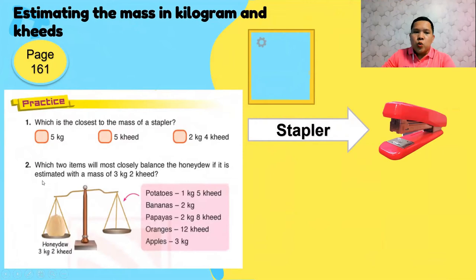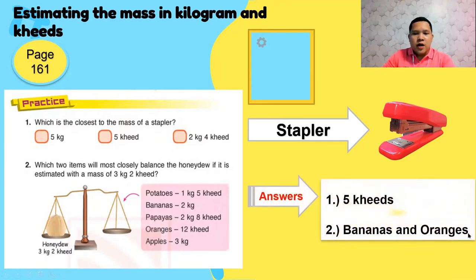How about number two? Which two items will most closely balance the honeydew if it is estimated with a mass of 2 kilogram and 2 kids? So this is a honeydew, class. It's not straight. It's not balanced. How to balance it? Like using these fruits here, what are the fruits that you are going to put in this part here that will balance the weight or mass of the honeydew? Let's try to see. All right.